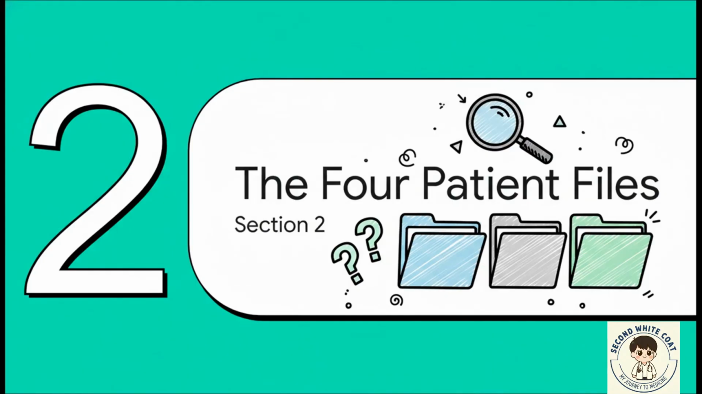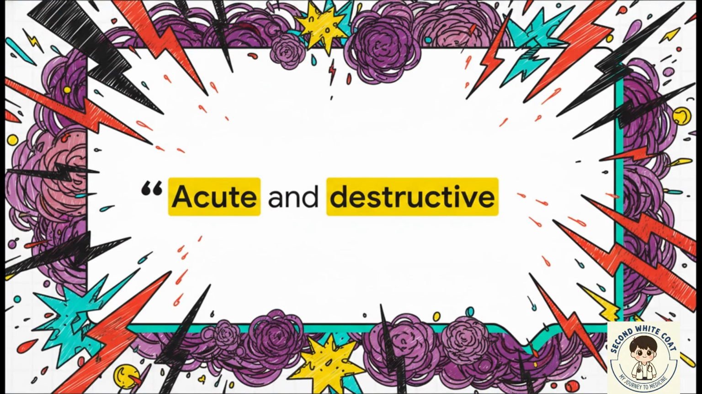All right, now we're going to take that framework and apply it to our 4 main suspects. I want you to think of these as 4 different patient files, and we're going to solve each one like a mini mystery using just our 3 questions. First up, patient file number 1, HSV encephalitis. The words you need to lock in your mind for this one are acute and destructive. This is not a subtle disease. This thing is fast and it is violent.